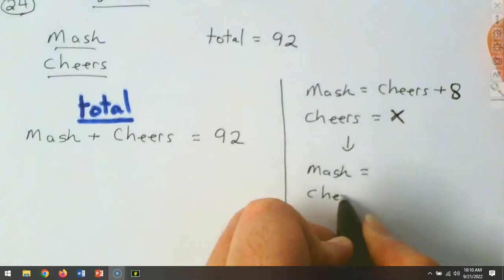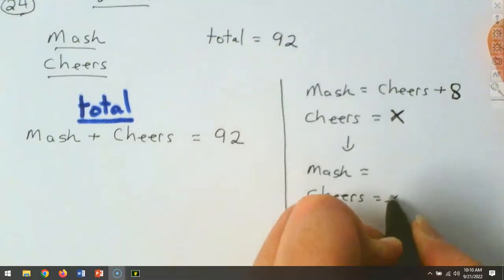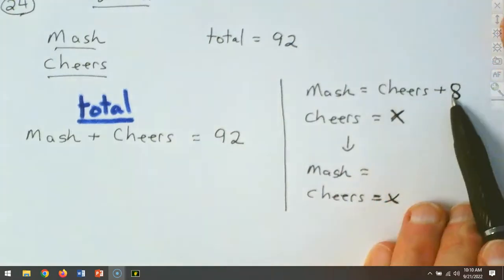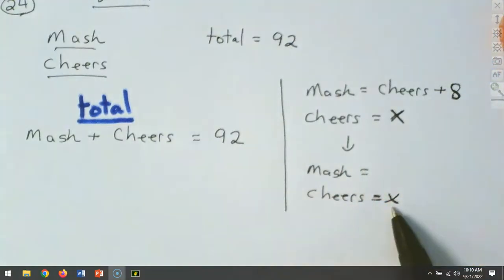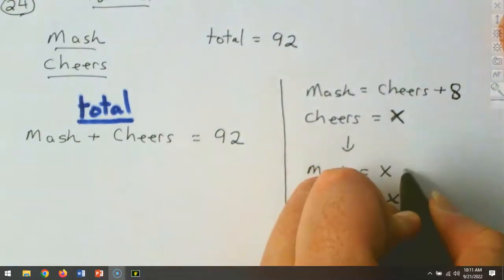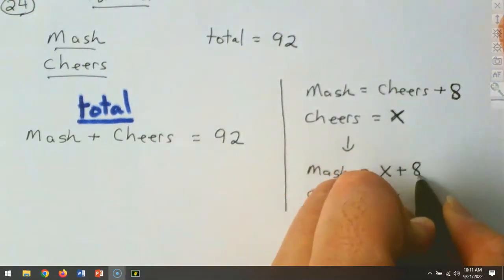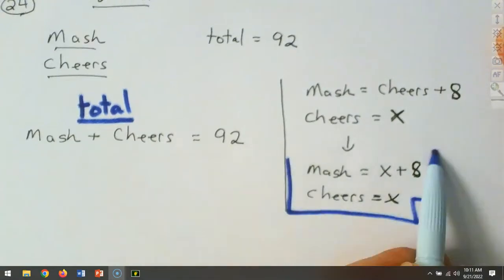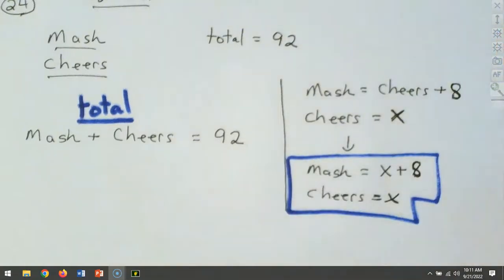Okay, Cheers is going to stay at X. And what about MASH? Okay, MASH is Cheers plus 8. And what did we call the Cheers now? X. So what's MASH going to be? MASH is now going to be X plus 8. And I'm going to put a box around it just so we can see what we've got and what we're working with.